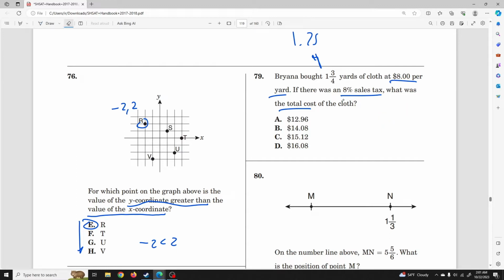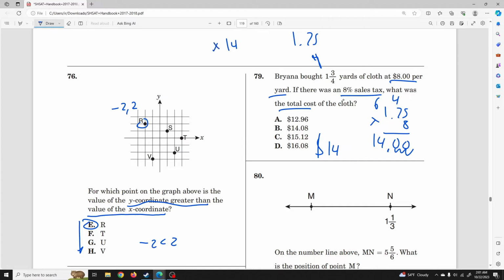I'll just write this in an easier way to multiply here. 1.75 times 8. That's 0, that's 4. That's 56. 56 plus 4 is 0, that's 6. And that's 14, right? And we just carry over the 2 decimal points. So this is equal to $14, but there's an 8% sales tax. All this means is that we need to multiply this by 8% and then add that to 14.